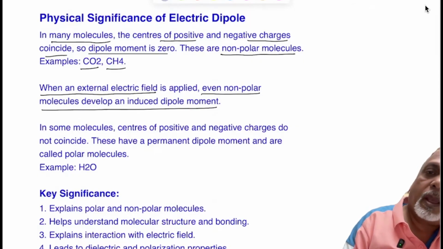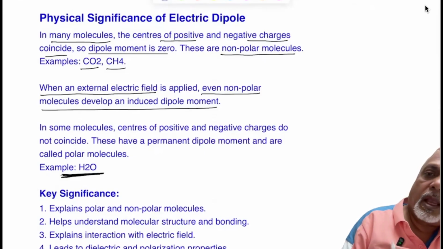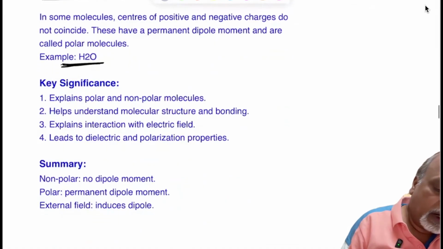Correct. So you see the molecular state. Molecular state means there are certain molecules which are non-polar, and there are certain which are polar like H2O. It is a polar molecule. Correct? And their electric behavior can be studied once we study about the dipole moment, correct?